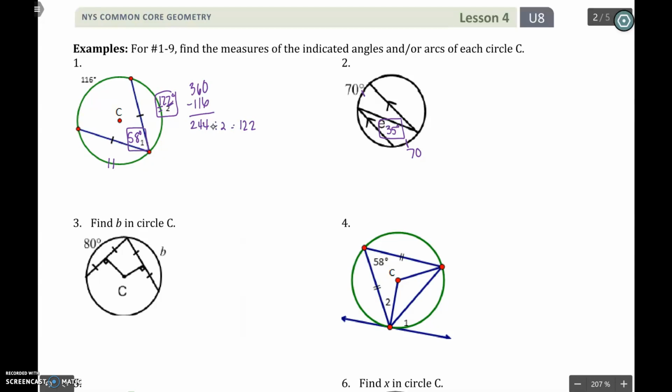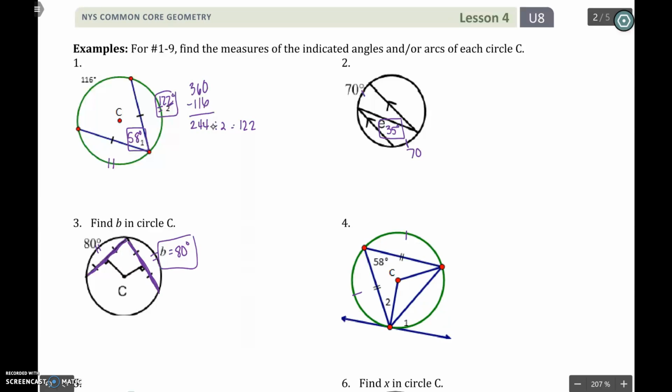Okay. For number 3, you can see that these 4 pieces are marked congruent. That means the entire chords are congruent. So because of those chords being congruent, that means these arcs are congruent as well, and B would also be 80 degrees. Okay, when we look at number 4, the 2 congruent arcs would mean that the chords out here and here would be the same.